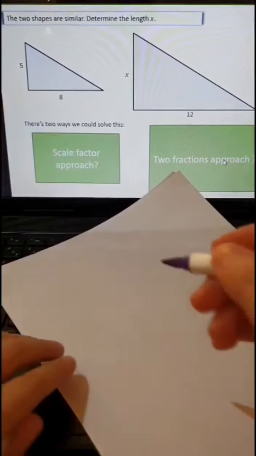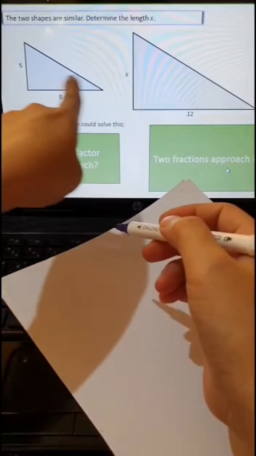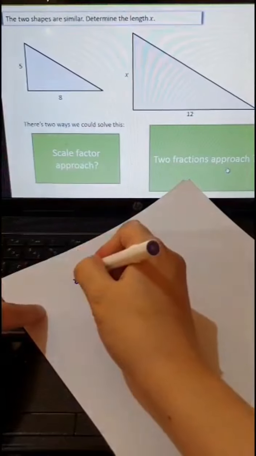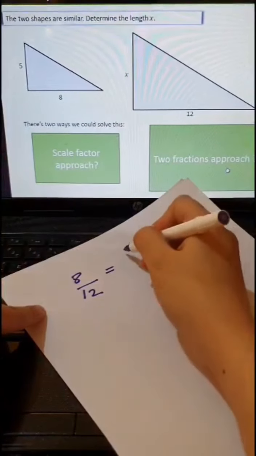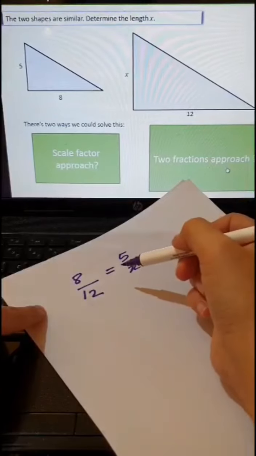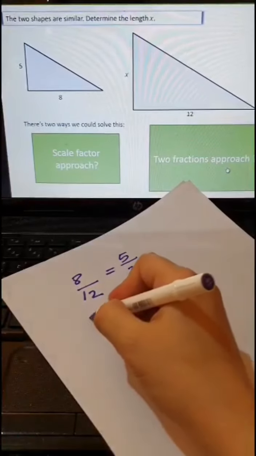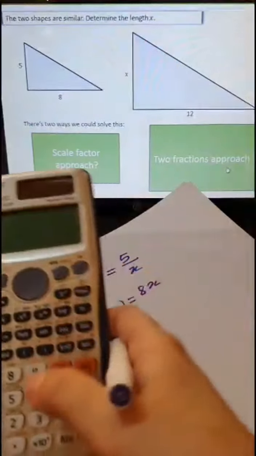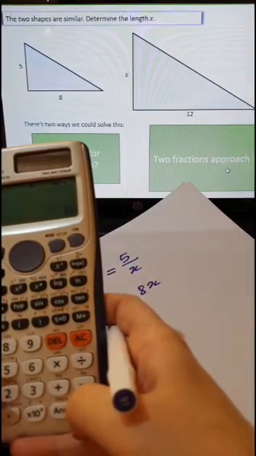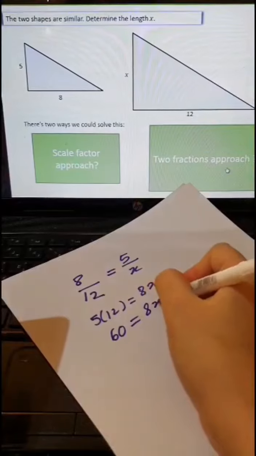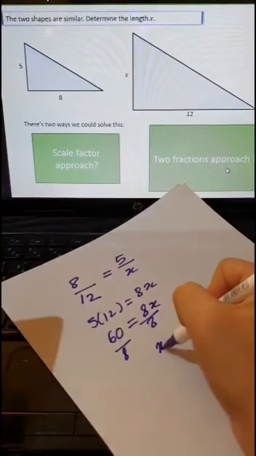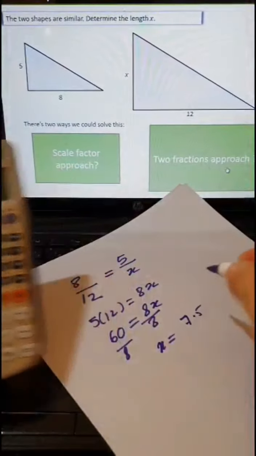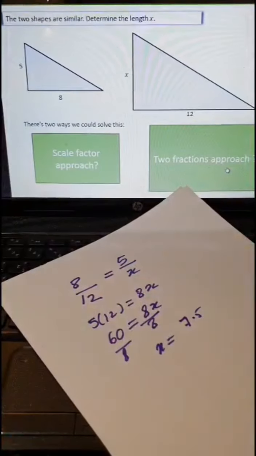We need to find the length of x. We need to know that if we have two similar shapes, the sides are in a proportion. So this side over this side, which is 8 over 12, is equal to 5 over x. They will give me the same scale factor. And using the cross multiplication, 5 multiplied by 12 is equal to 8 multiplied by x. In this case, 5 multiplied by 12, we're going to get 60. It's equal to 8x. And if I divide each side by 8, I'm going to get x equal to 7.5. So I can know now that x equals 7.5.